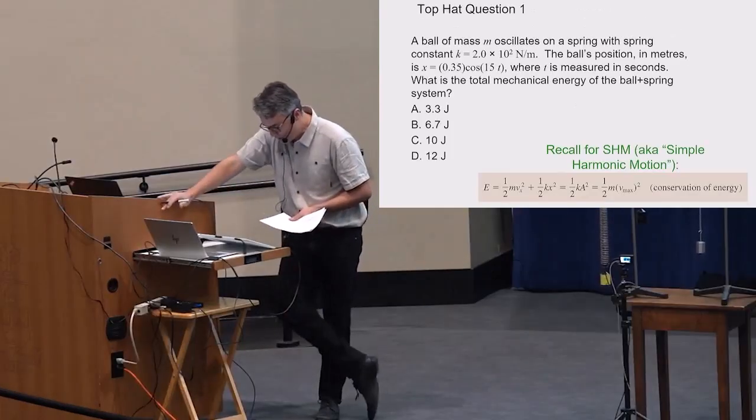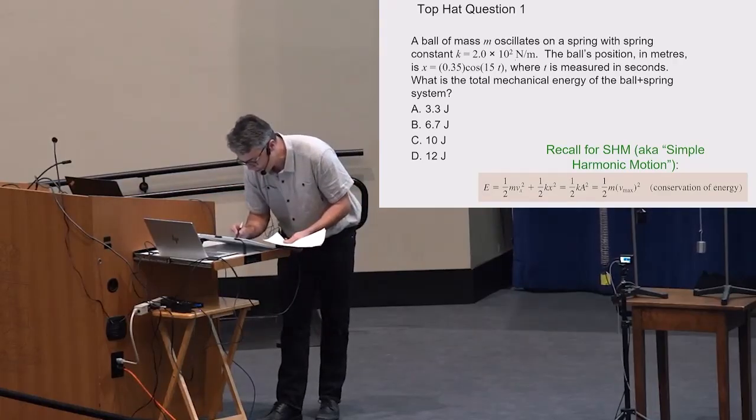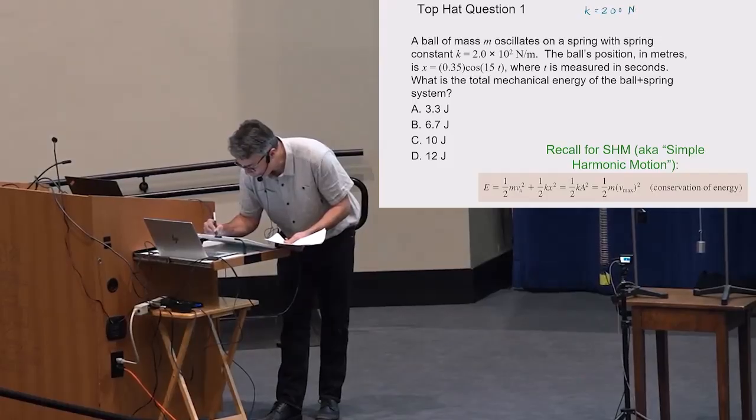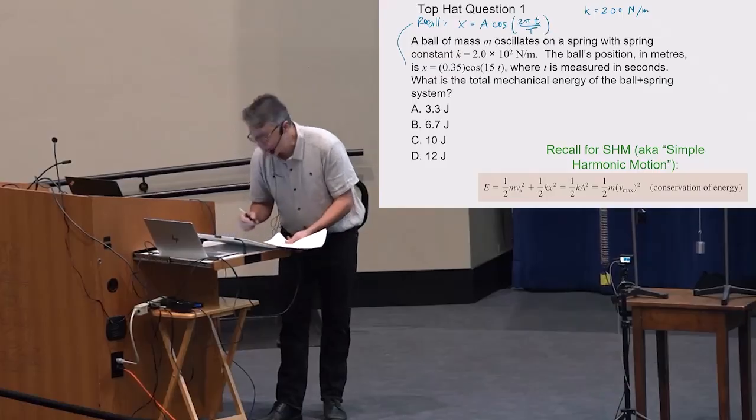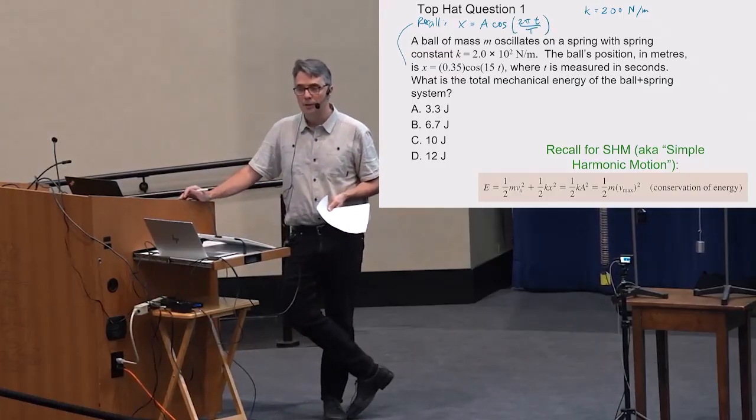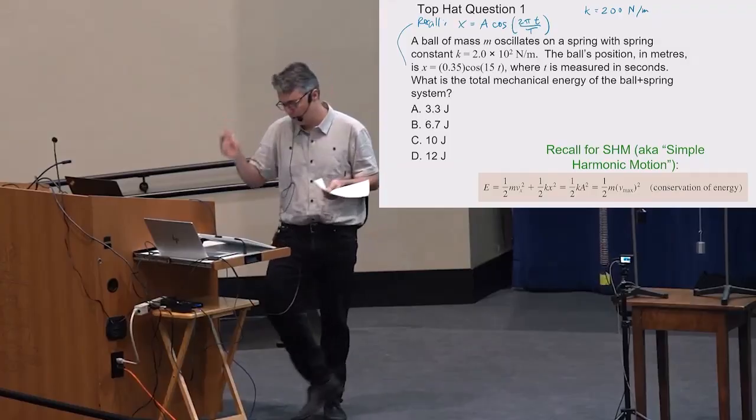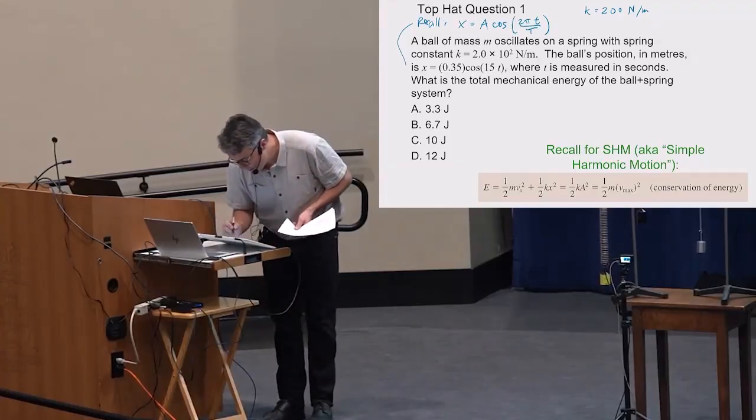A ball of mass m oscillates on a spring with a spring constant of 2.0 times 10 to the 2 newtons per meter. Let's write that in regular language here: 200 newtons per meter. The ball's position in meters is x equals 0.35 cos 15t, where t is measured in seconds. So, recall, our equation for simple harmonic motion is that x is equal to A times cosine of 2 pi t divided by T, where capital T is the period, lowercase t is the time that goes ticking by, and so you'll see x go up and down. And A is the amplitude.